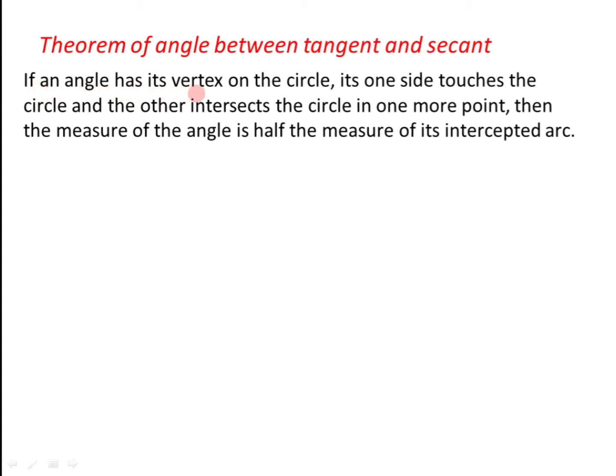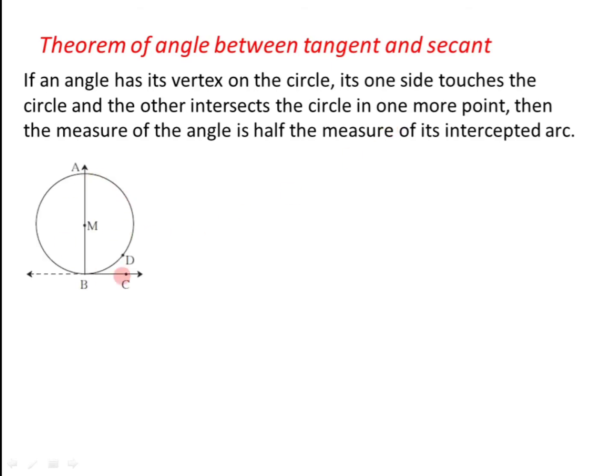If an angle has its vertex on the circle, its one side touches the circle and the other intersects the circle in one more point, then the measure of the angle is half of the measure of its intercepted arc. So let us start to understand this theorem by using the diagram.